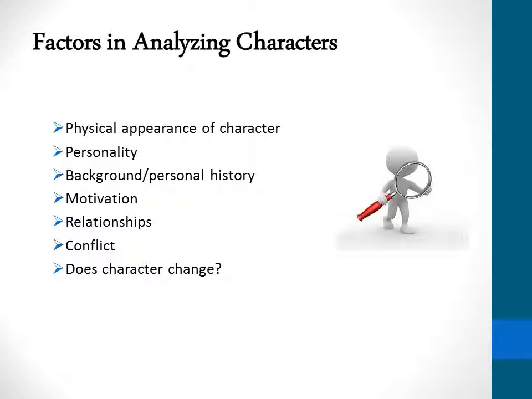So some of the things that you need to look at when we're analyzing characters: the physical appearance of a character, the personality, the background or personal history, the motivation, the relationships, the conflict, and does the character change? The evolution of a character in a story is oftentimes the main plot of a story. The idea of a young man or a young woman leaving home and making their way in the world, those elements are very specific because it shows you not only the character is moving forward physically, but also internally.